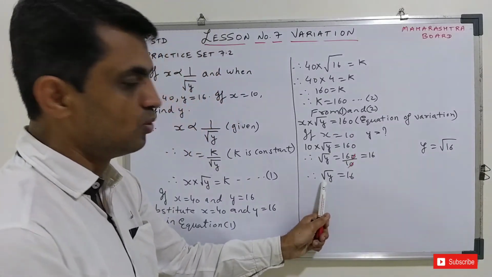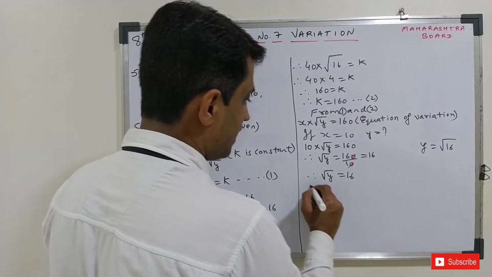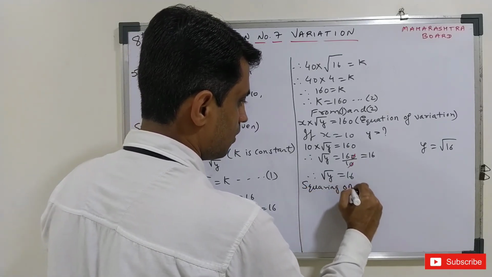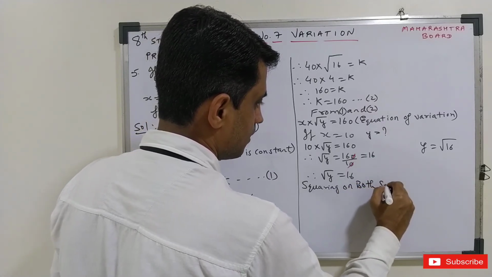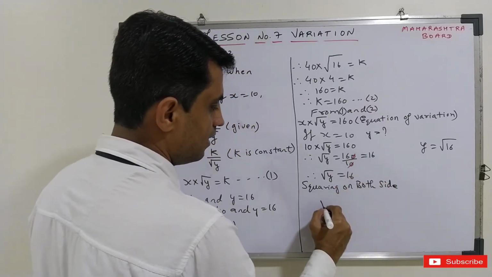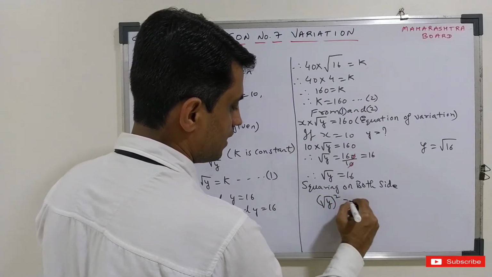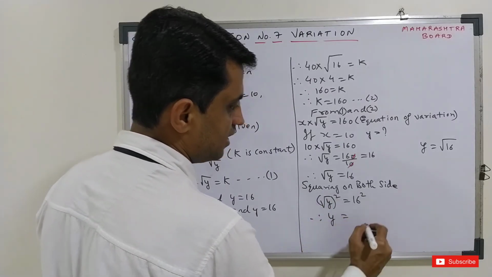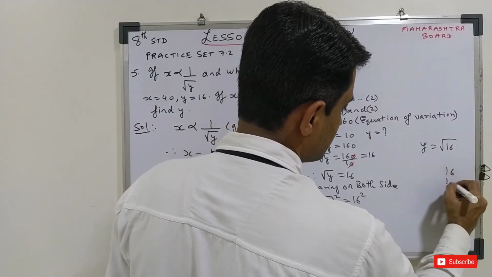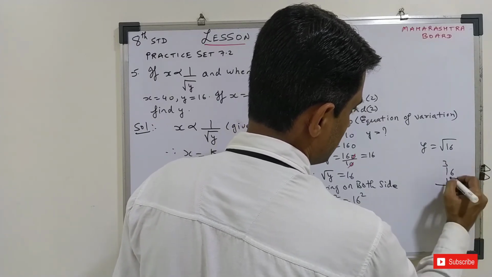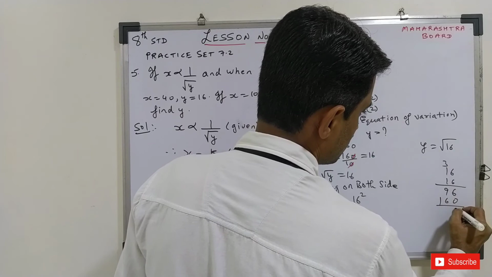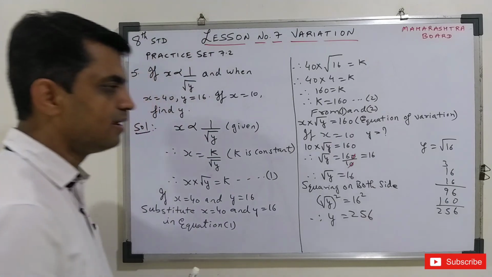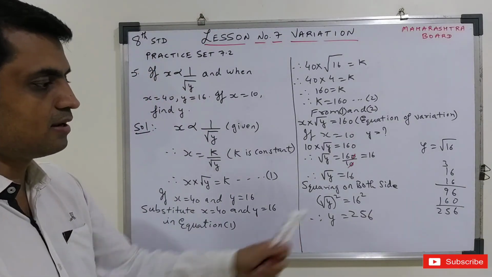But here it is the opposite. Root is there on y. So what will you write? You will do the opposite: squaring on both sides. When you do squaring on both sides, root y the whole square and 16 square. So root y and the square get cancelled. So y is equal to 16 into 16. Okay, let us find 16 into 16. 6 sixes are 36, 9 0 1, so 256. So what is y? 256. So don't make a mistake here.